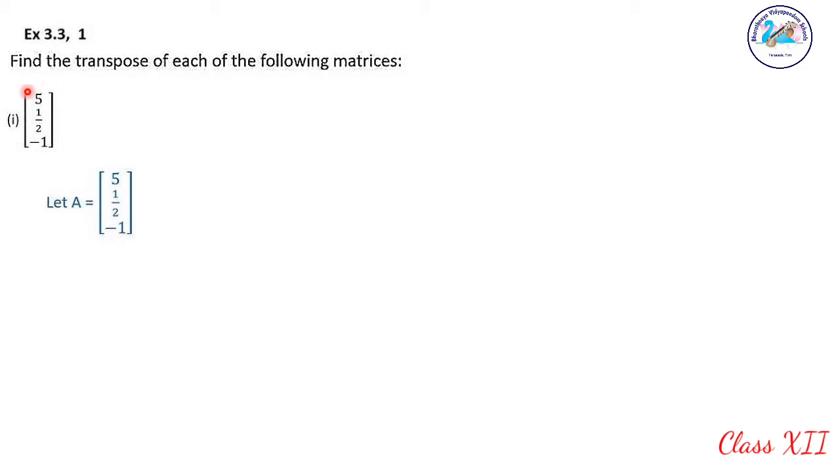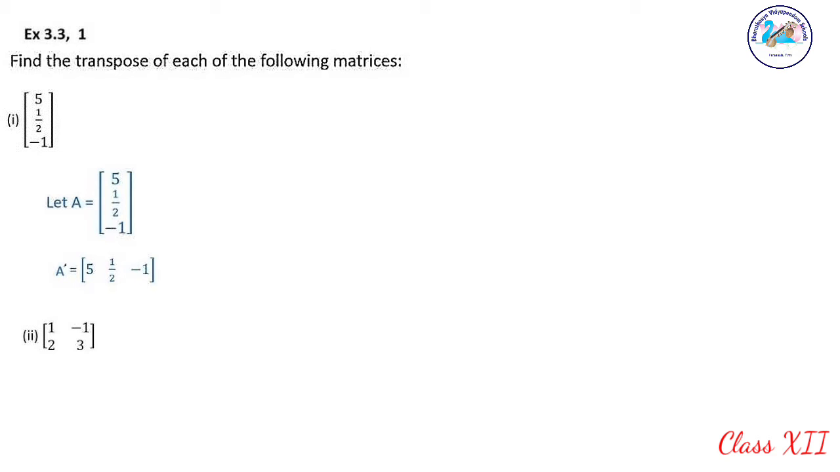Because when we name a matrix it will be easy to write the transpose. So A is equal to matrix 5 1 by 2 minus 1. We are asked to calculate A transpose, A dash. We have to write A transpose is equal to, this is a column matrix, this column will come as the row here. So 5 1 by 2 minus 1, just interchange the rows and columns.